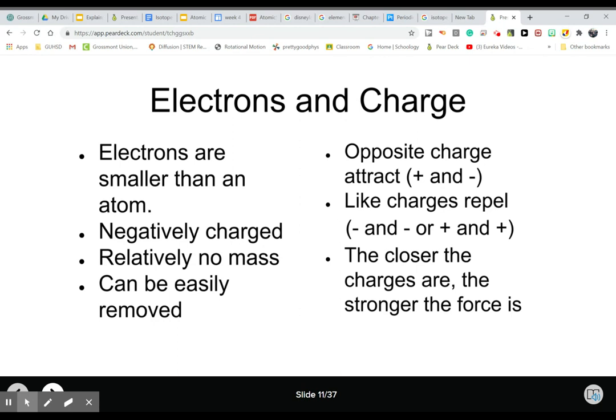Also, electrons can easily be removed, and hopefully we will do this in a demonstration where I will show you the easily removed electrons during our Zoom meetings this week.